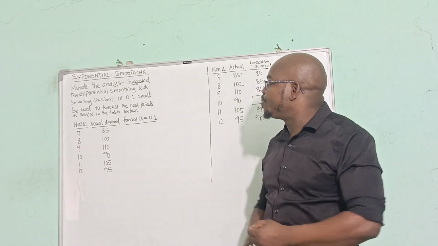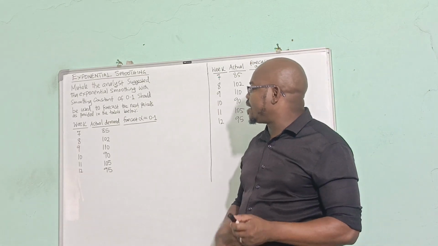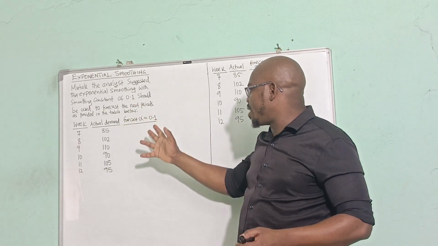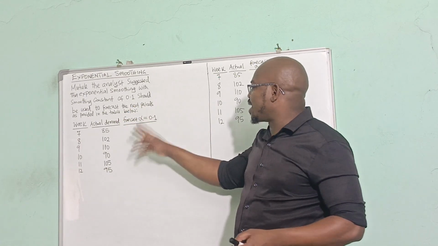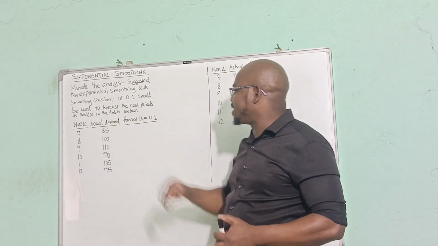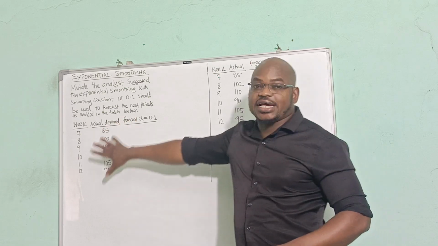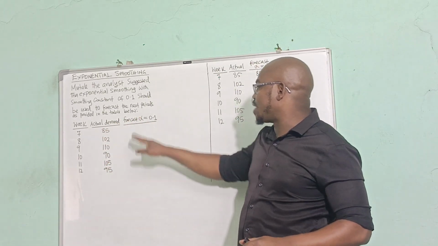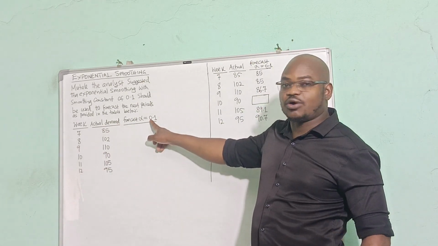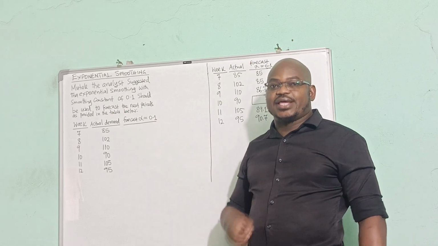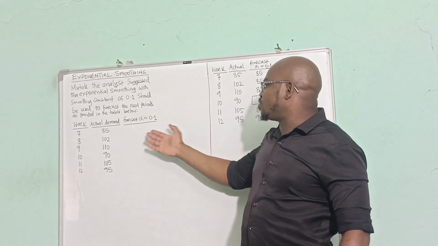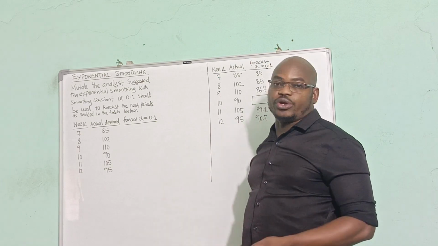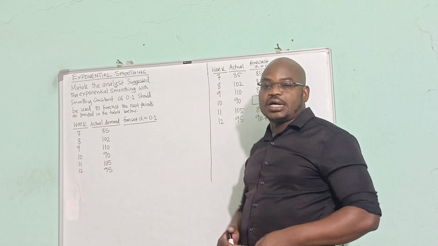Here's an example. The analyst suggested the exponential smoothing with a smoothing constant of 0.1 should be used to forecast for the next periods as provided in the table below. So here's the table that has been provided. We're going to use this table to produce the forecast at a constant factor of 0.1. Sometimes they can give you a constant factor of 0.2, 0.5, 0.3. It depends on what the examiner wants to examine.